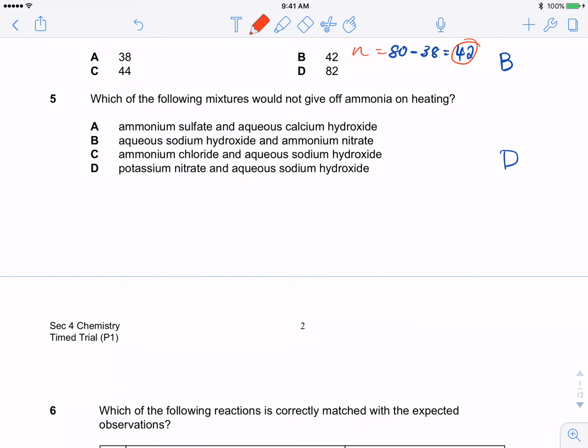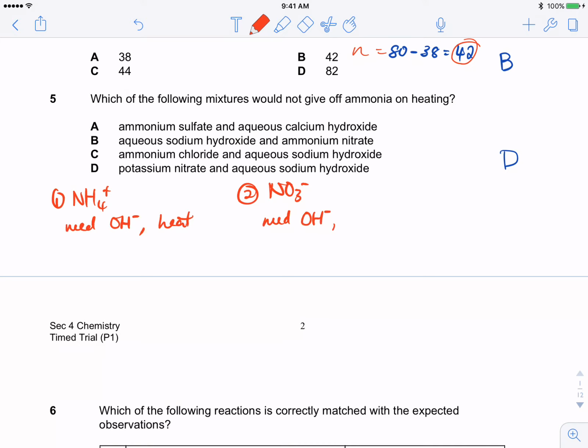Question 5. Which of the following mixtures would not give off ammonia on heating? There are 2 types of ions that will give ammonia on heating. First, it is our ammonium ion. For ammonium ion to give out ammonia, we need alkaline medium and we need to heat. Second is your nitrates. For nitrates to evolve ammonia gas, we need also an alkaline condition, OH minus.